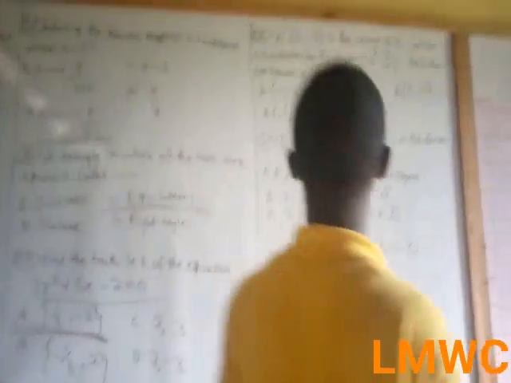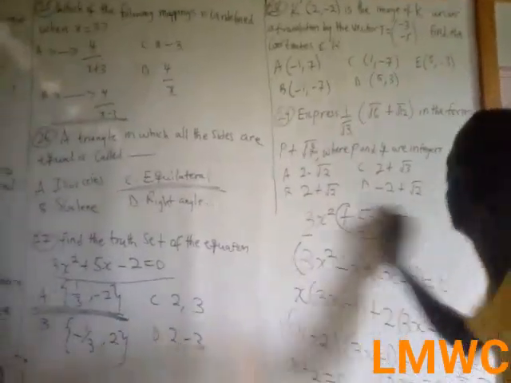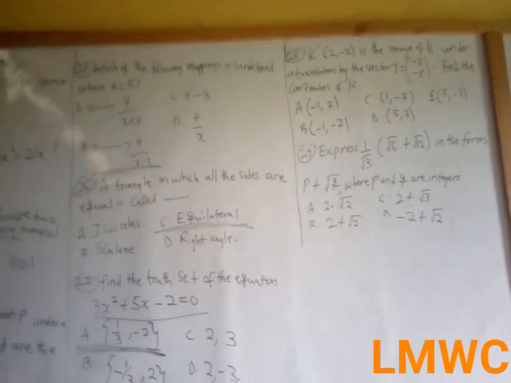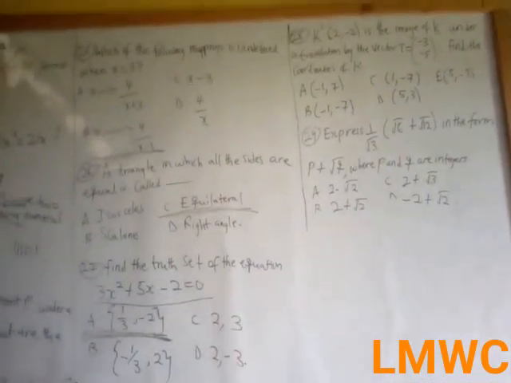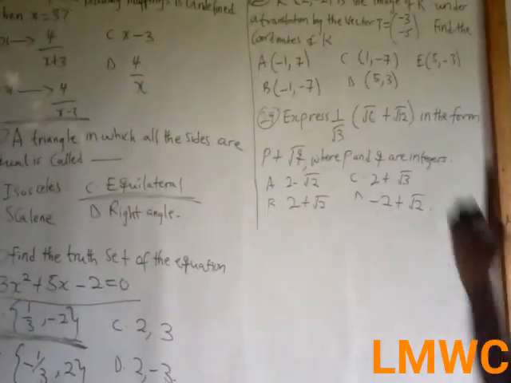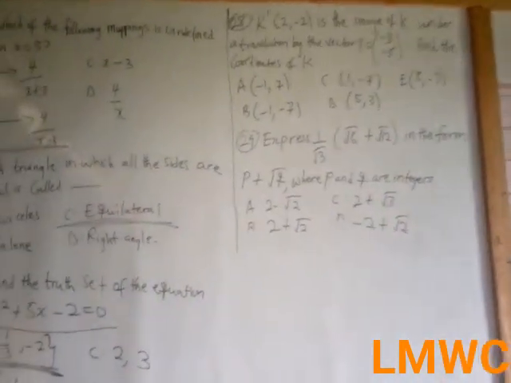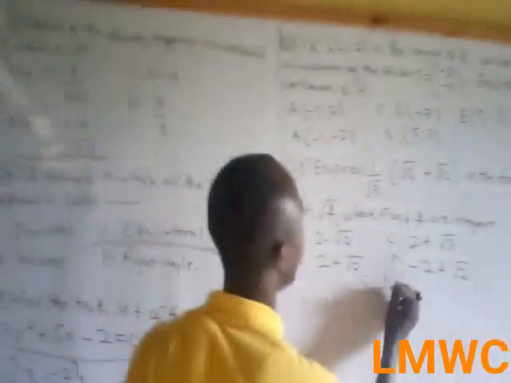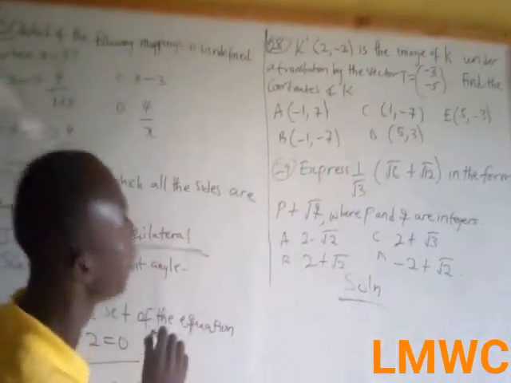Question 28 is also under rigid motion. That's rigid motion 1, because under rigid motion 1, we have translation and reflection. Take note. K1, 2, negative 2 is the image of K under a translation by the vector T equal to negative 3, negative 5. Find the coordinates of K. Anytime you hear of translation, it means add. Translate means to add. So this is what you do.